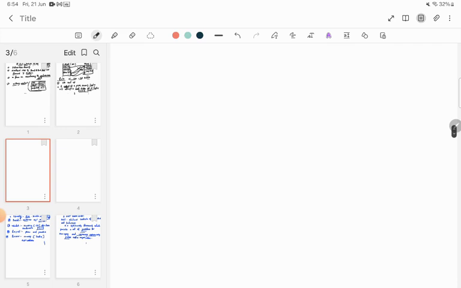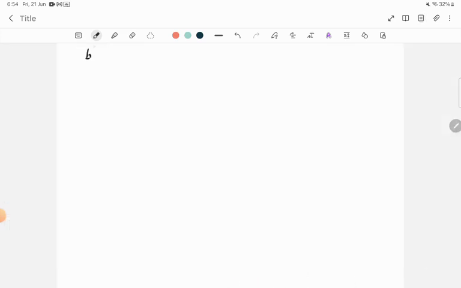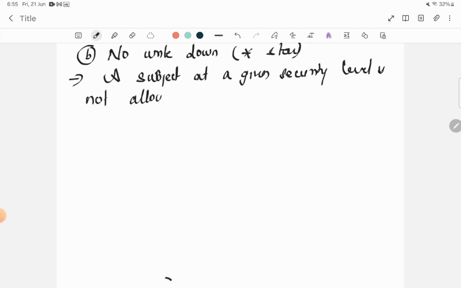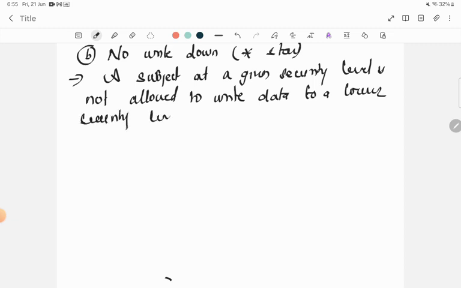Now let's go to the next property. There are two properties basically. So the next property is the no write down property. Okay, this is also known as the star property. So what does no write down say? No write down says that a subject at a given security level is not allowed to write data to a lower security level.